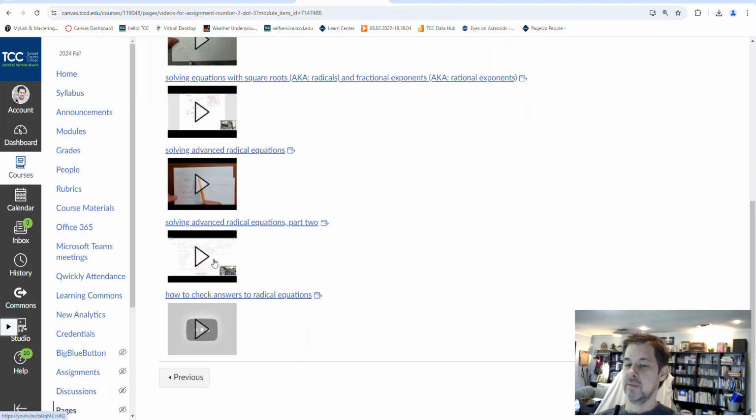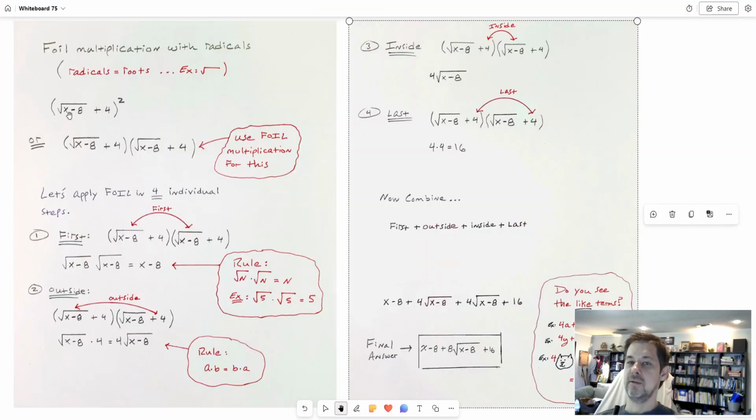At some point in the procedure for this or this, we'll find that we need to square something like root x minus 8 plus 4. So let's talk about how to do that. Short answer is you would use FOIL multiplication, but I want to look in a lot of detail about the pattern to do that, because it is just a pattern and we need to piece together the pattern just right.